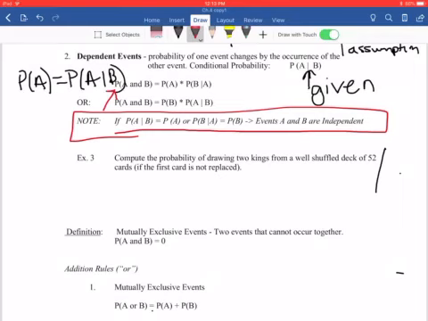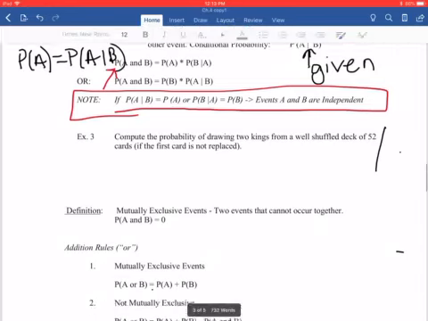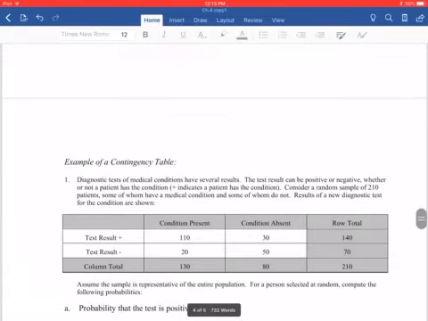Okay, so compute the probability of drawing 2 cards. We did that already if one is not replaced. And that's the addition rule.